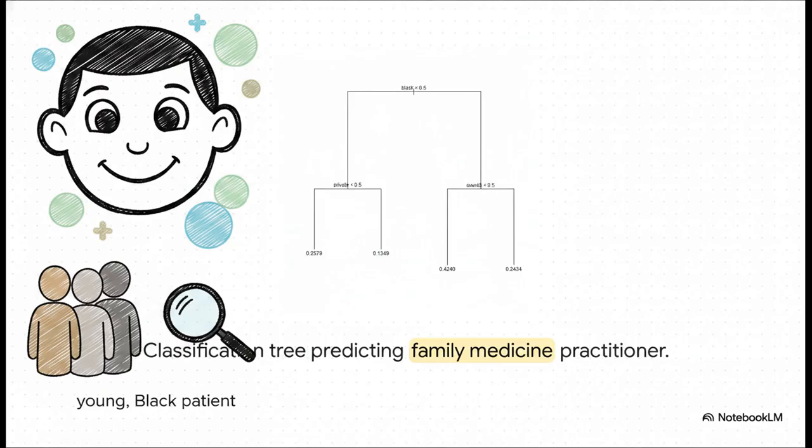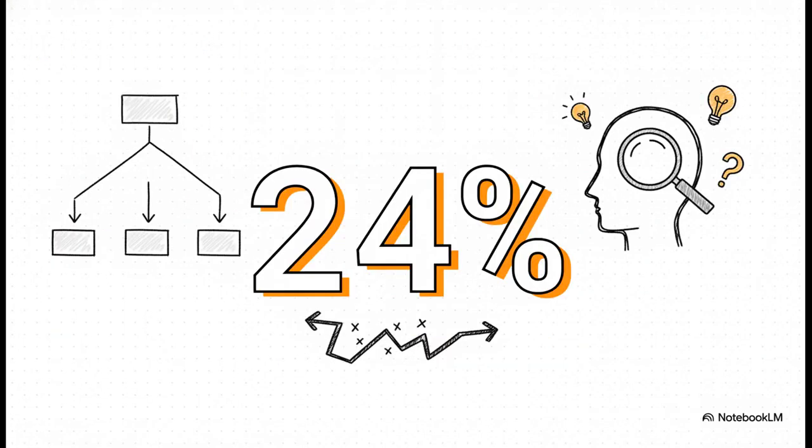If you look at the bottom left leaf, we can see that young, Black patients make up the largest share, with 42% having a family medicine physician. This demographic insight gives us a much clearer picture of the actual patient population that's driving the prescribing patterns we just observed. However, we do need to point out the 24% misclassification error rate for this family medicine model.